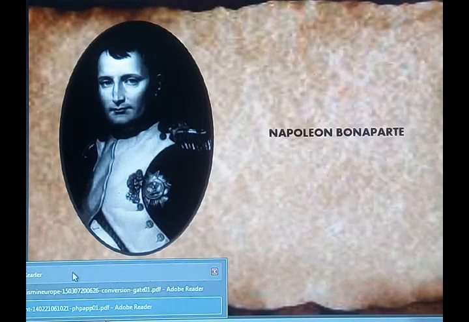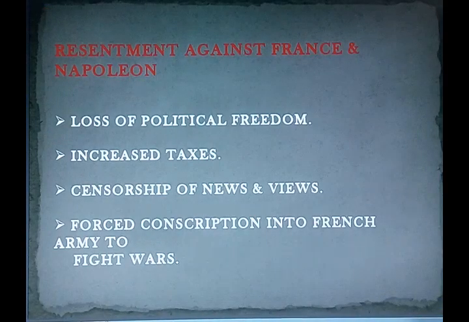Now let me tell you one important thing: in spite of all the good reforms which Napoleon Bonaparte introduced, not only in France but in Europe, still after some time people started disliking him. After all, he was a monarch, he was a dictator. Though he was not like the dictators of the past, he was modern, he was open to new ideas. But still people resented him. Resented means they got angry with him. Okay, now what were the reasons? Why did people start disliking Napoleon?